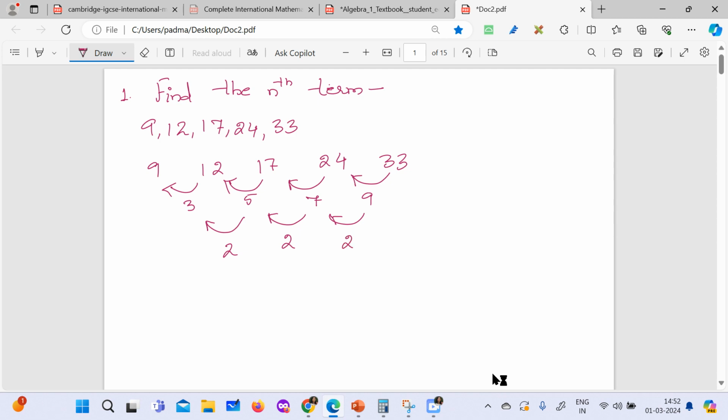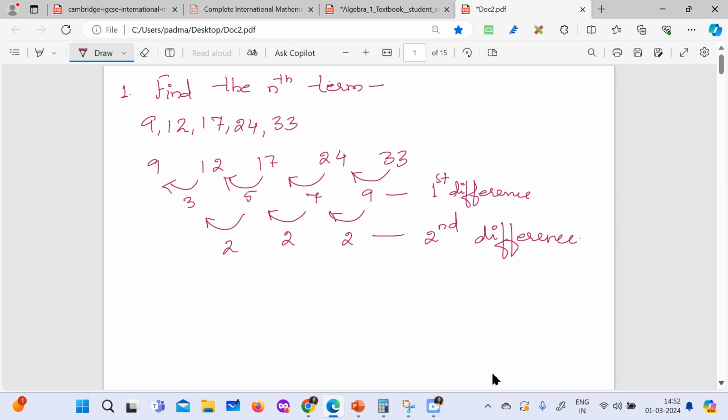See, this is our first difference, right? And this is our second difference. So this sequence has a constant second difference. I can say this is a quadratic sequence, because the second difference is the same.